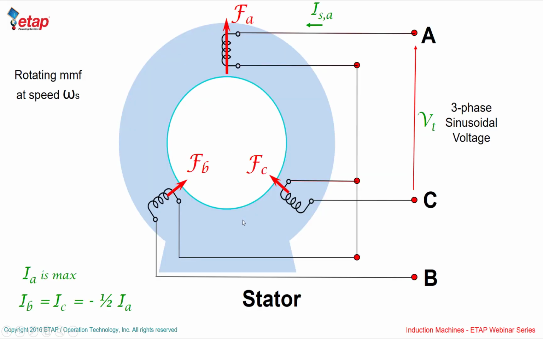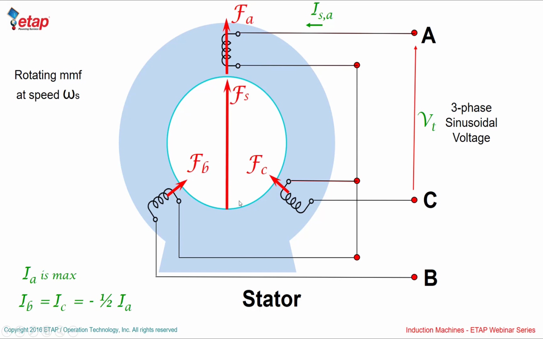Now let's go to the stator winding, and we're going to apply a three-phase sinusoidal voltage to the terminals of the machine. When I sub A is maximum, I sub B and I sub C are both equal to each other and half as much as I sub A on the negative side. So the MMF produced by phase A is shown here. The MMFs produced by phase B and phase C, since they're negative, instead of facing outward, are facing opposite.